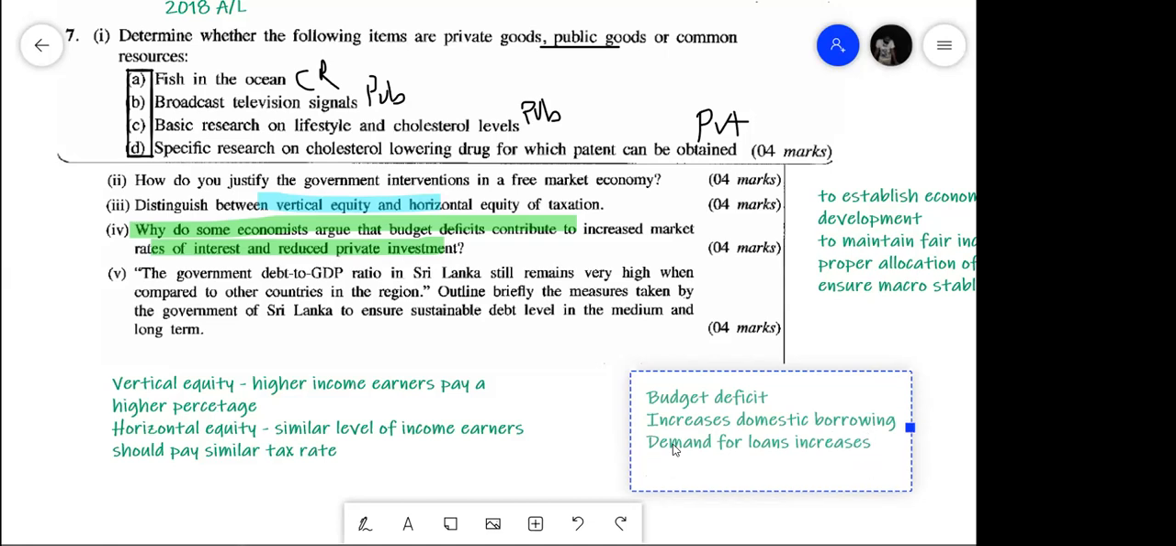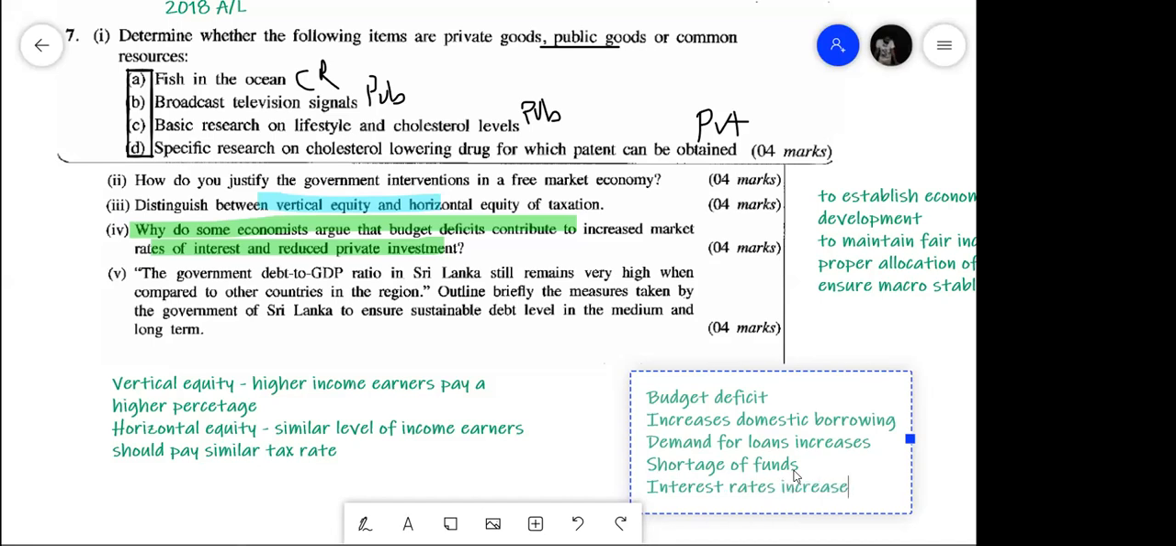Because now everyone is fighting for loans, there is like a shortage of loans here, guys. The demand is high, but the supply is low. So there is a shortage of funds in the market. As a result, what happens? This shortage of funds drives up the interest rate. So interest rates increase, right? So what happens over here then?